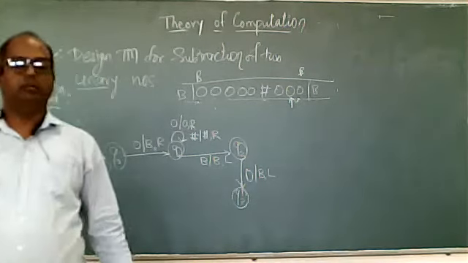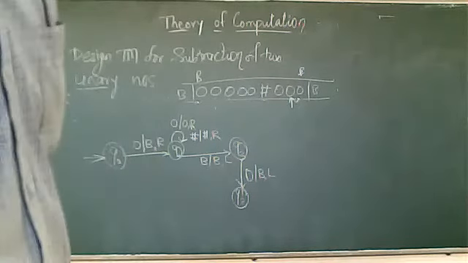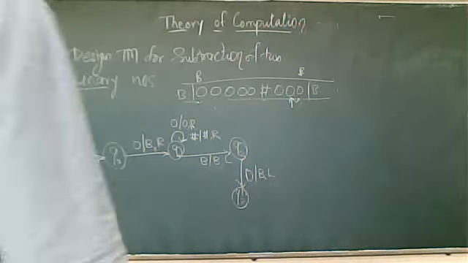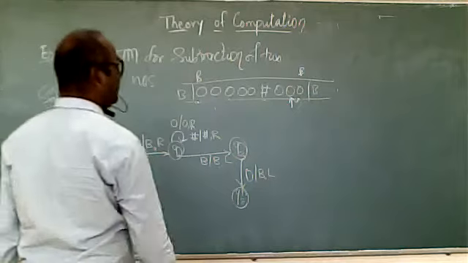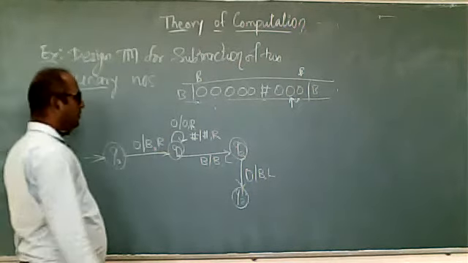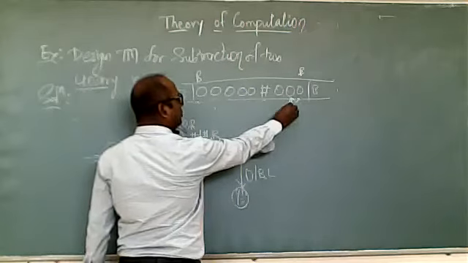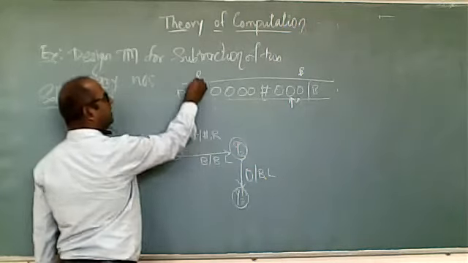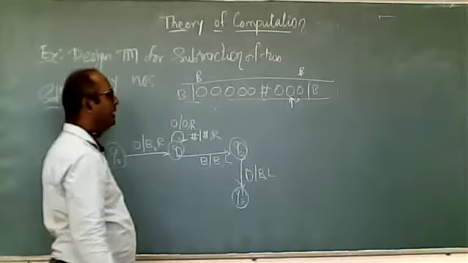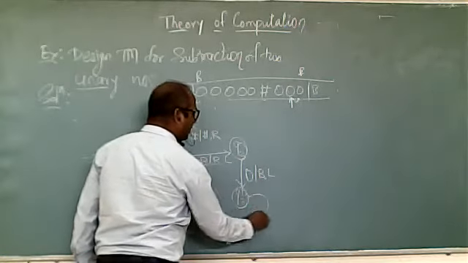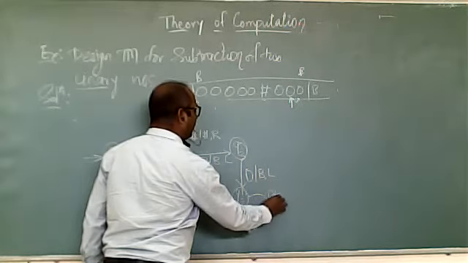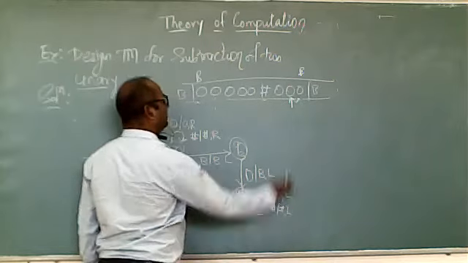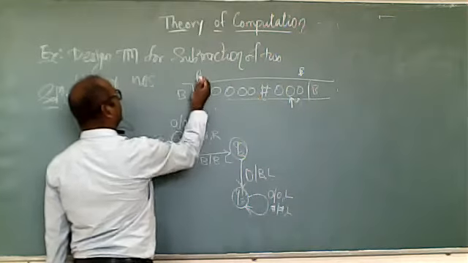So the leftmost symbol is blank, and the rightmost symbol is again a blank. So one is subtracted from both sides. Now what we have to do? 0 skip, 0 skip, hash skip, everything skip till we get this blank. Skipping means a self loop: 0 we replace with 0 and move left, hash with hash and left. 0 skip, skip, skip, skip. So we'll get this blank.